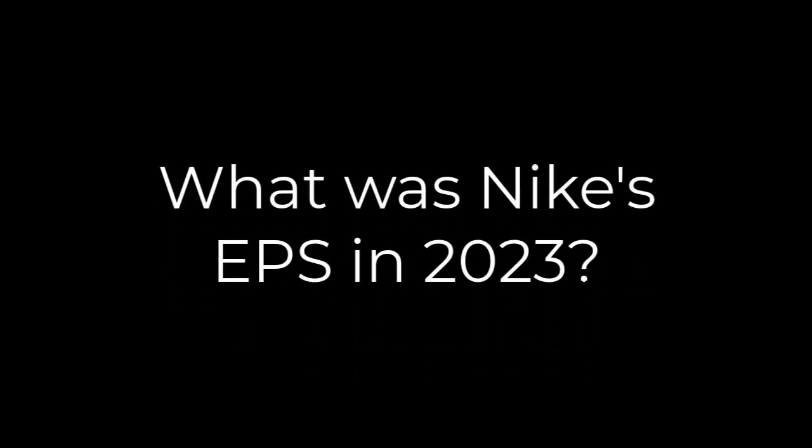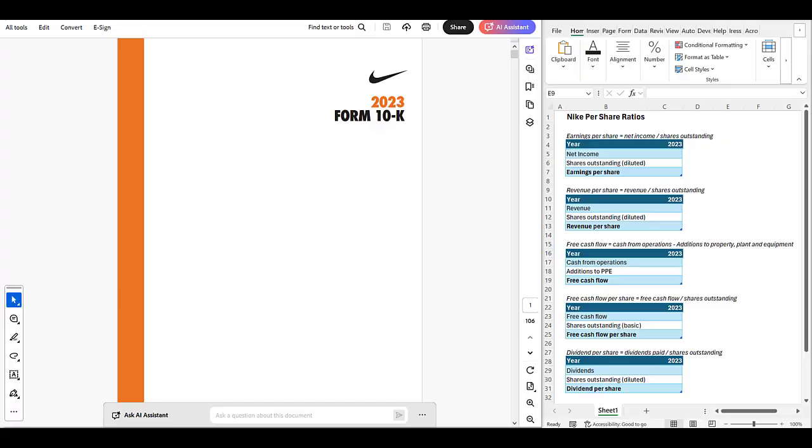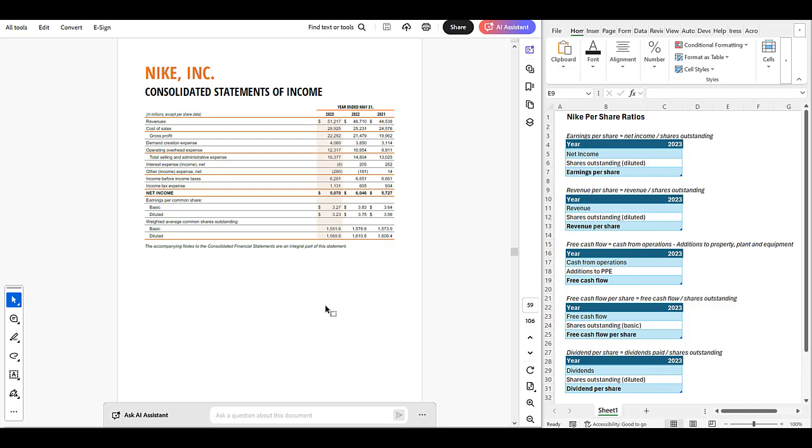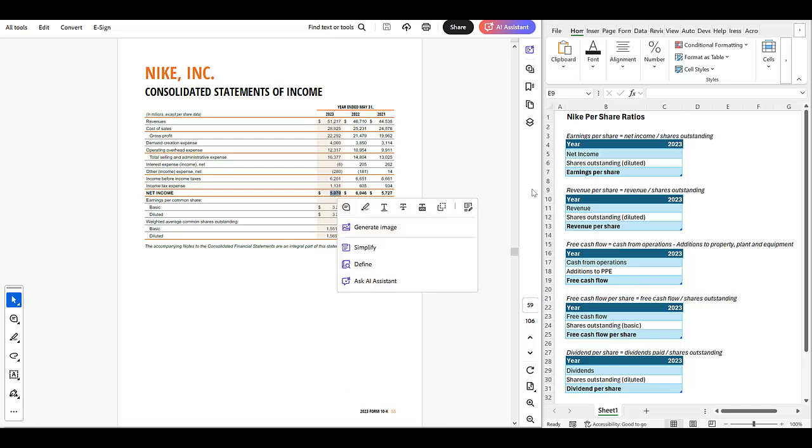What was Nike's earnings per share in 2023? Here we have Nike's 10K for the 2023 financial year. To calculate the earnings per share, we need the net income, which is found on the income statement. In 2023, net income was $5,070. Remember, these numbers are in millions. We also need shares outstanding. This can also be found on the income statement.